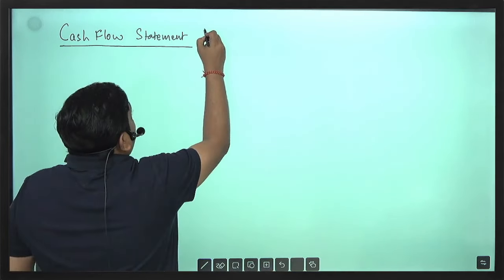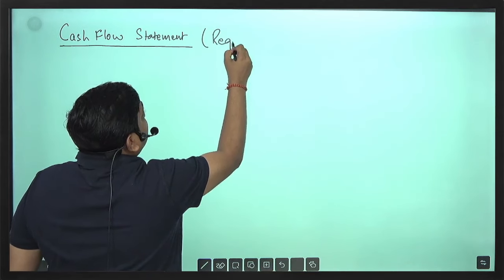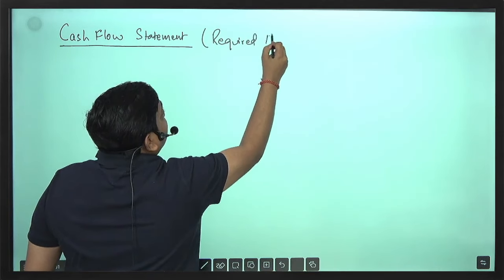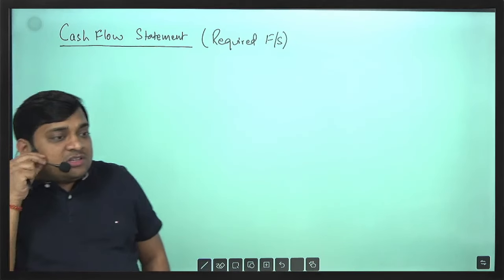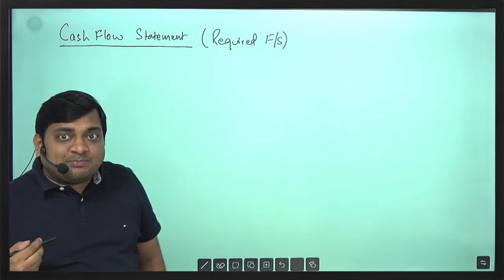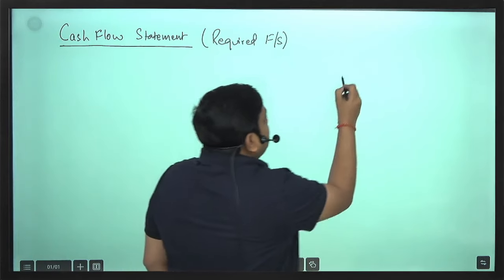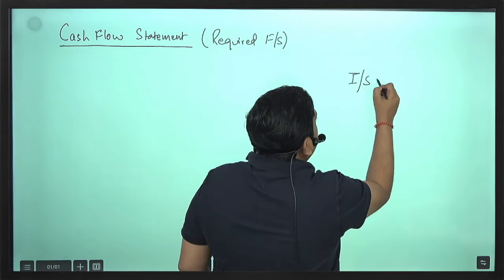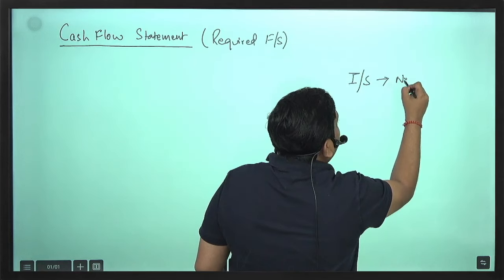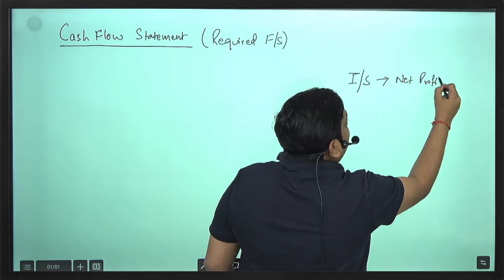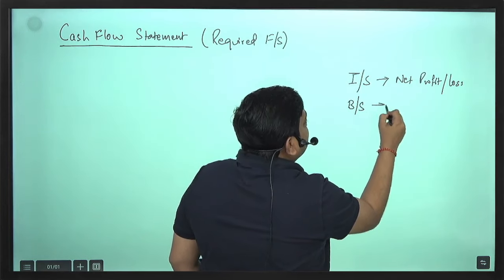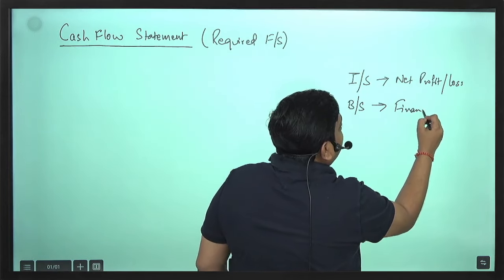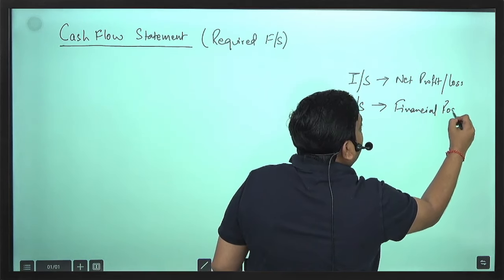So first of all, this is a required financial statement, right? Now, when I speak of the income statement, it means I'm here to calculate the net profit or loss. When I talk about the balance sheet, it means I want to ascertain the financial position, okay?